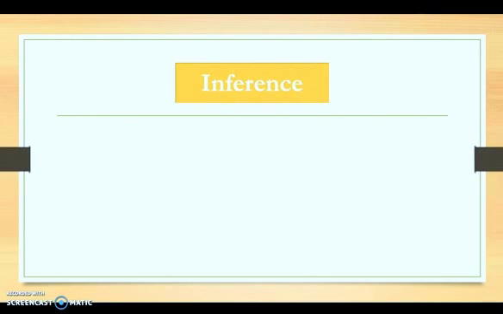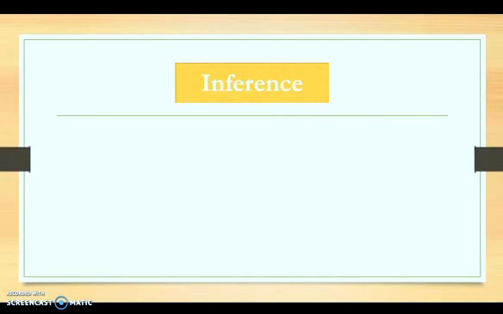Oftentimes, you will need to look at the sentence with the unfamiliar word in it, as well as the sentence before and after it. This type of context clue is very common, especially in narrative text and in essays. Let's try an example.